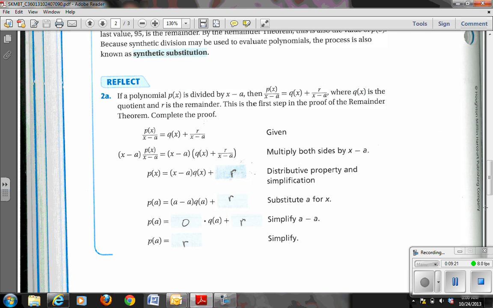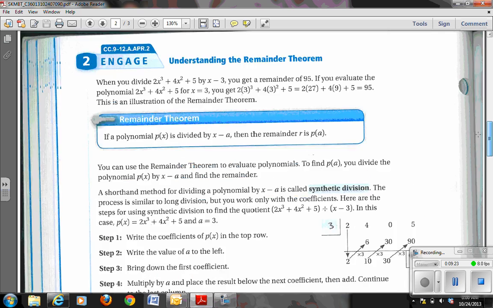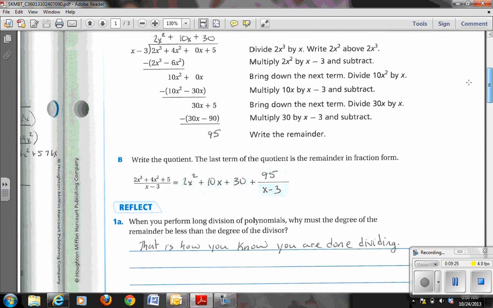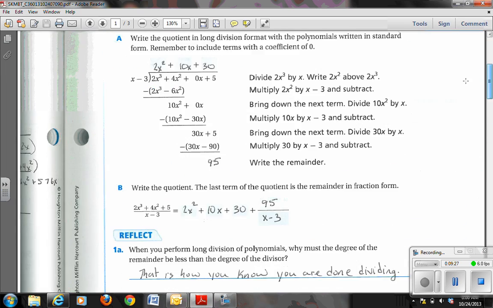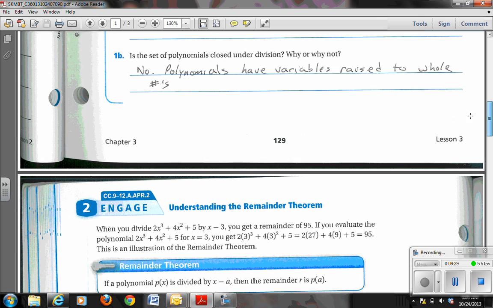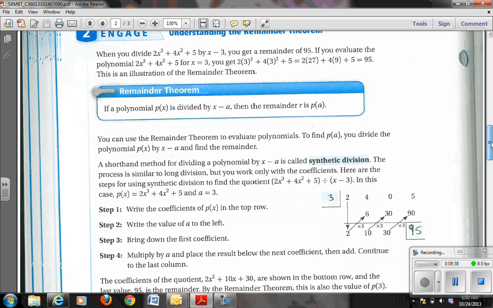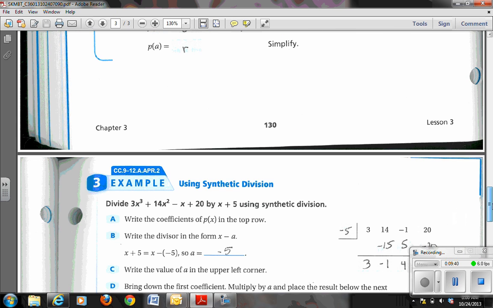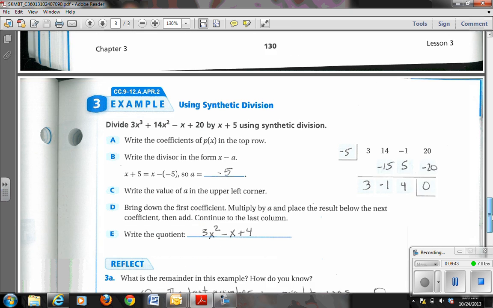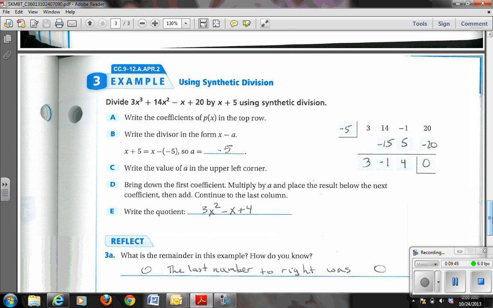Okay, so this actually kind of goes with, if I scroll back up here, I think I scrolled too far. Where was it? Here, this part at the top, that when you plugged the 3 in, you get 95. This is what they were trying to prove, the remainder theorem. Okay. All right, so we're going to do one more example just to make sure this whole synthetic process is making sense.